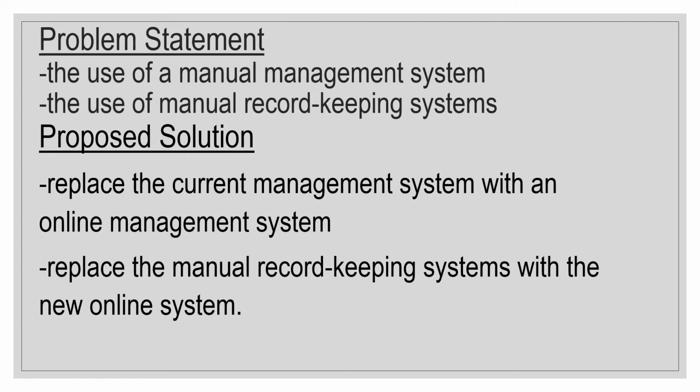Another proposed solution is to replace the manual record-keeping system with the new online system. We propose the online management system to allow suppliers to key in the details of the food items, such as the type of food and the total number of the items to be ordered online.